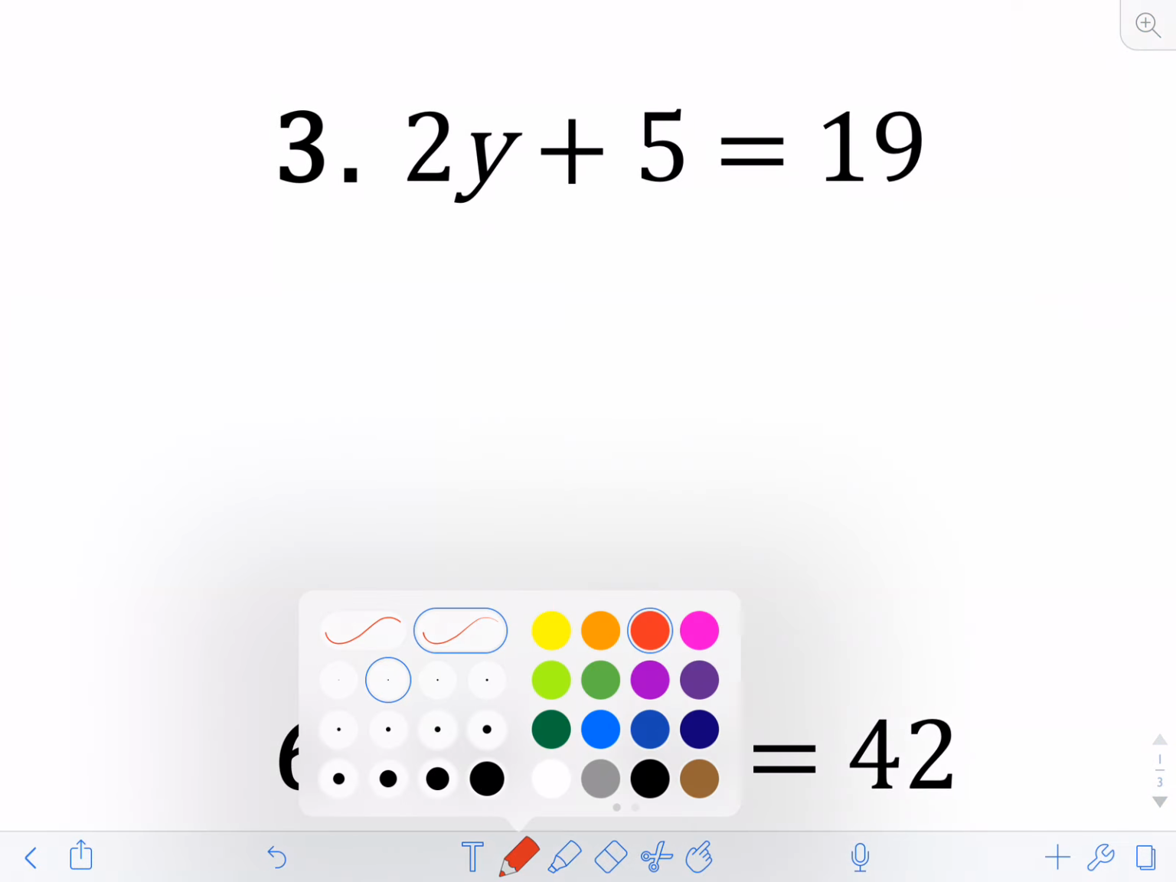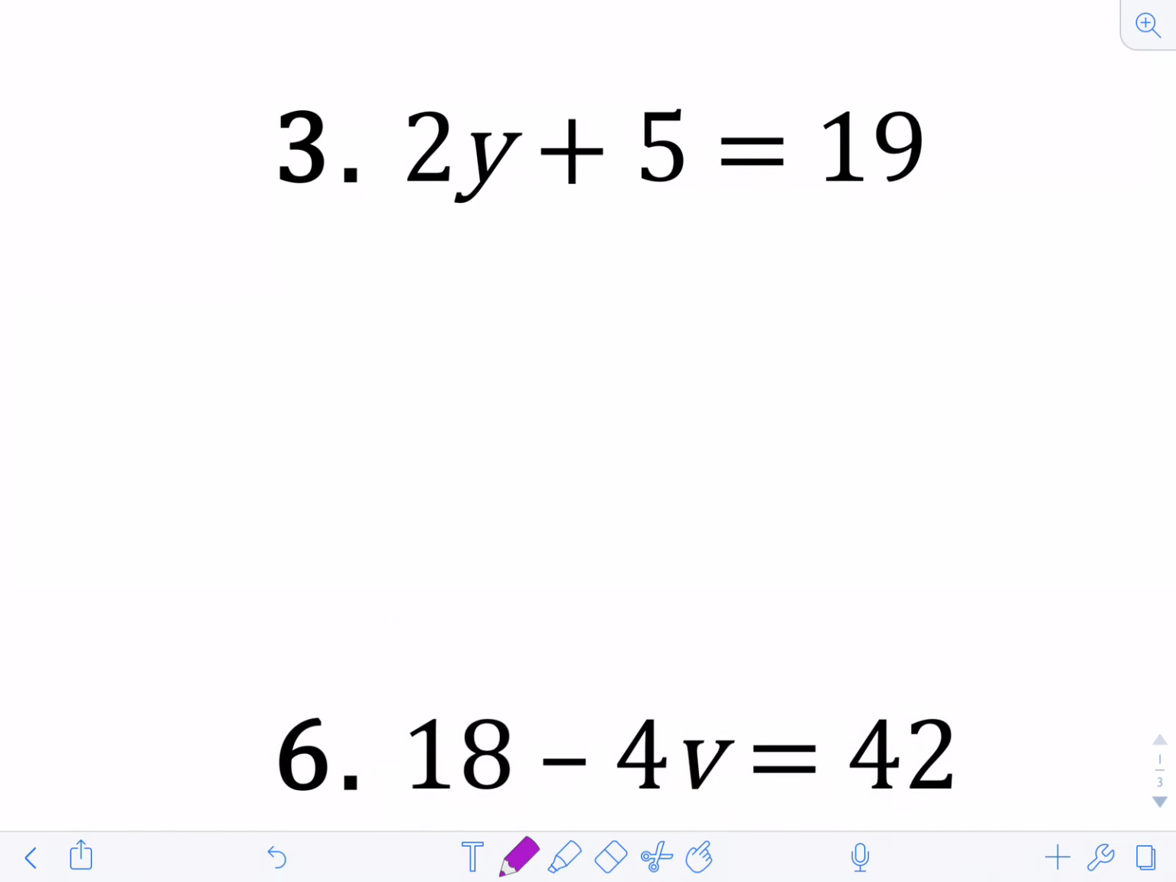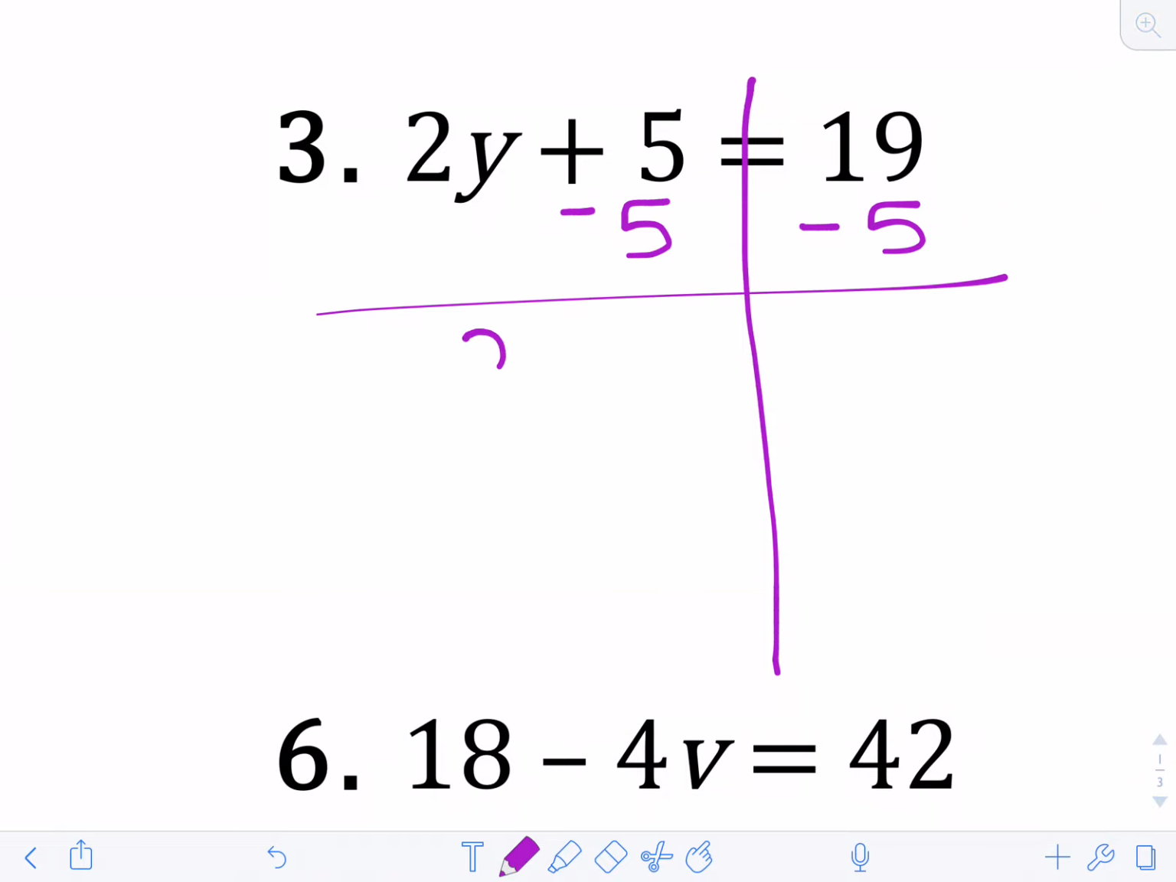Okay, number 3, we have 2y plus 5 equals 19. Draw my line down my equal sign. First I'm looking to get my y by itself, so this is like going backwards in PEMDAS. The last step in PEMDAS is addition and subtraction, so I look: do I see any addition or subtraction that I have to reverse? I do, this plus 5. The opposite of that is to subtract 5 from both sides. So we have 2y.